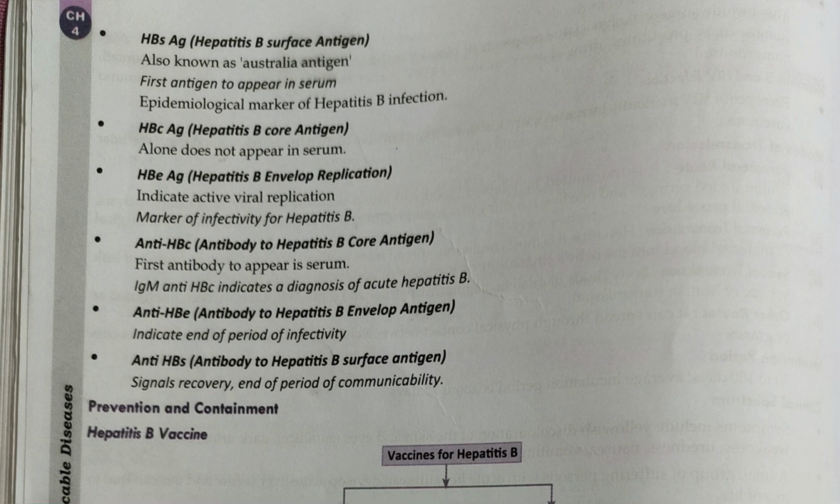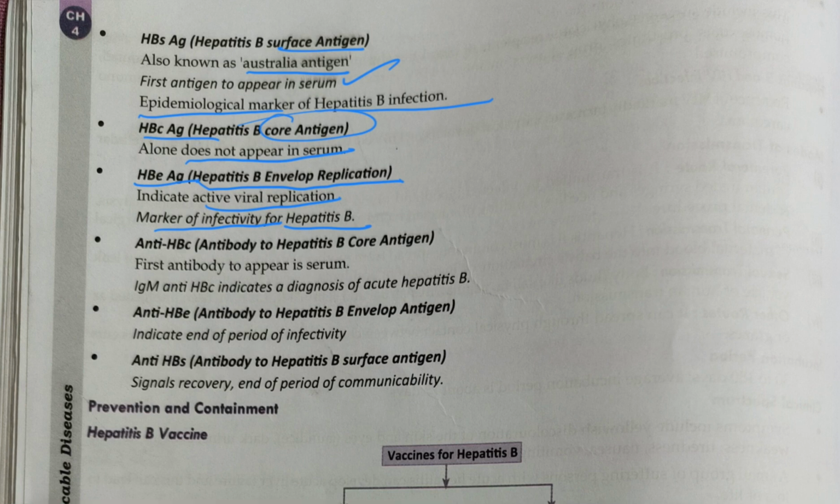HBsAg, the surface antigen, also known as Australia antigen, is the first antigen to appear in serum. It is an epidemiological marker of hepatitis B infection. HBcAg, the core antigen, alone does not appear in serum. We have never seen HBcAg. HBeAg, hepatitis B envelope antigen, indicates active viral replication and is a marker of infectivity for hepatitis B.